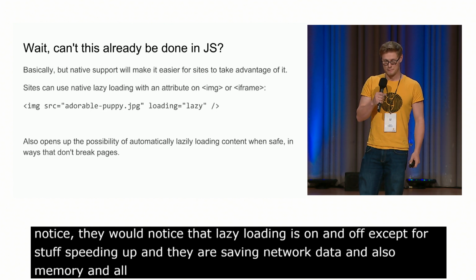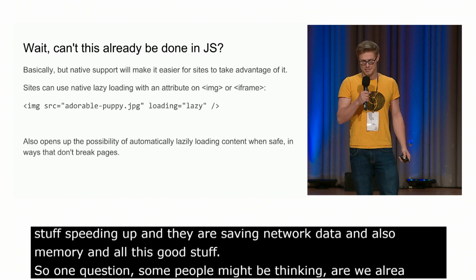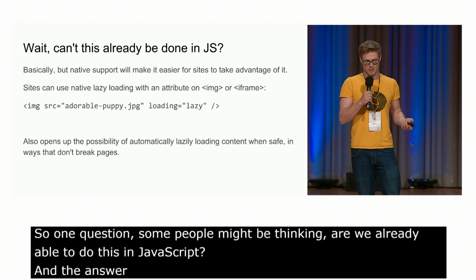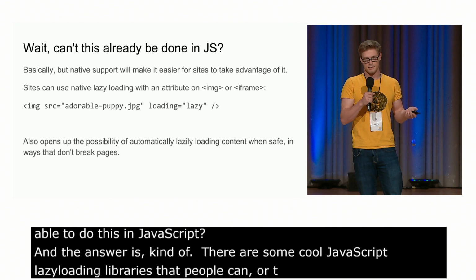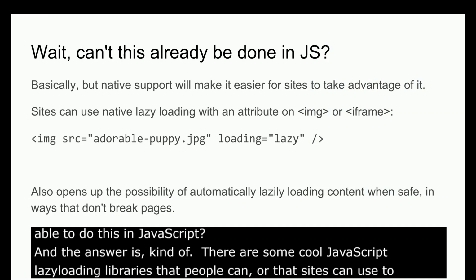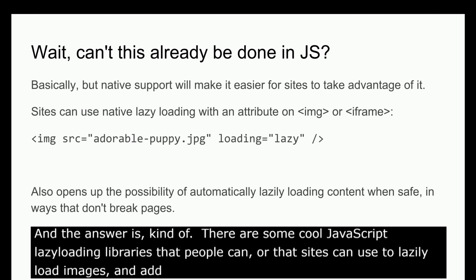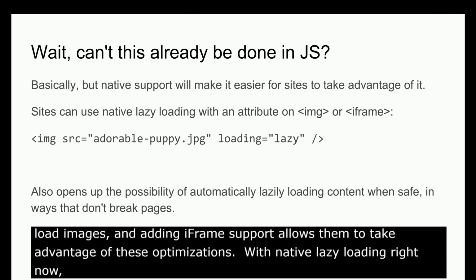One question some people might be thinking is, wait a second, are we already able to do this in JavaScript? And the answer is kinda. There are some cool JavaScript lazy loading libraries that sites can use to lazily load images or iframes on their own. But adding native support will make it much easier for sites to actually take advantage of these kinds of optimizations. For example, with native lazy loading right now, sites can just use a loading attribute on images or iframes, like the adorable puppy image here.